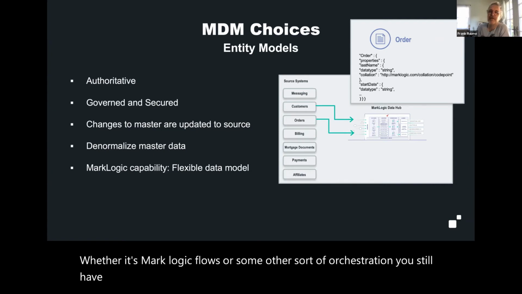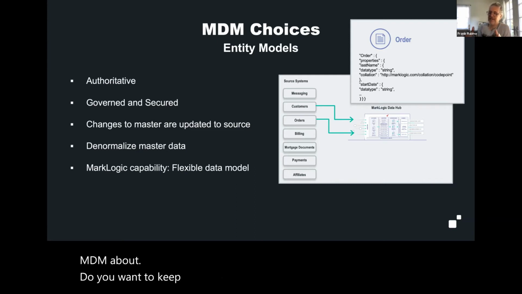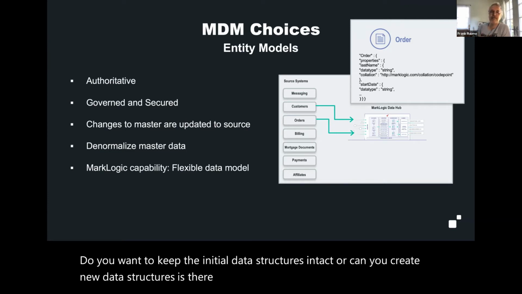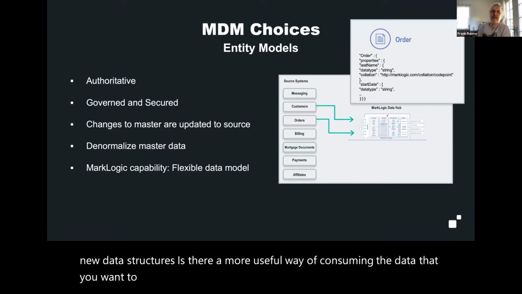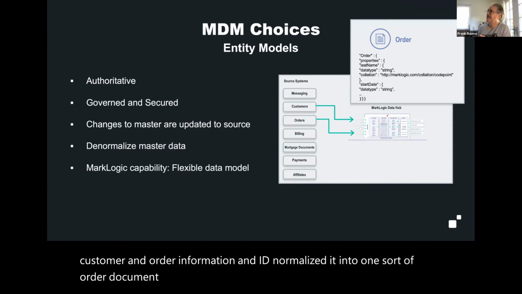You still have to make the choice as you're architecting MDM about, do you want to keep the initial data structures intact, or can you create new data structures? Is there a more useful way of consuming the data that you want to master in your MDM system? For instance, here, I took that customer and order information and I denormalized it into one order document that includes, you can see up here, a bunch of properties.